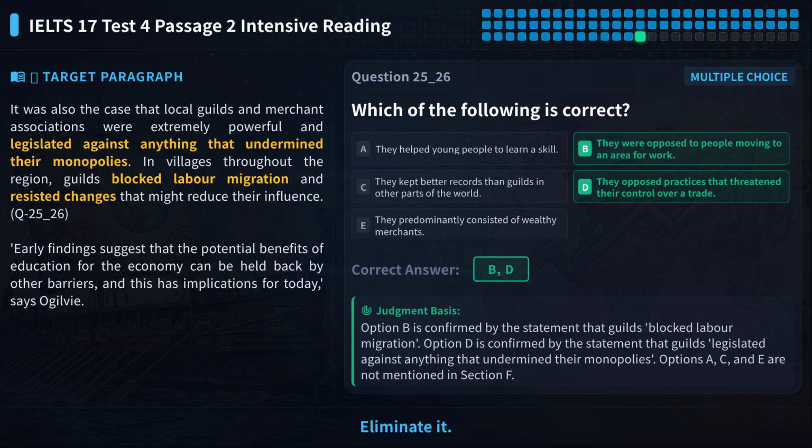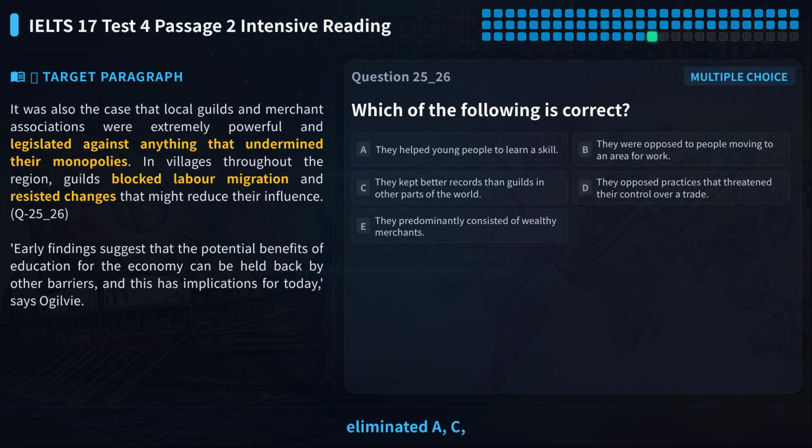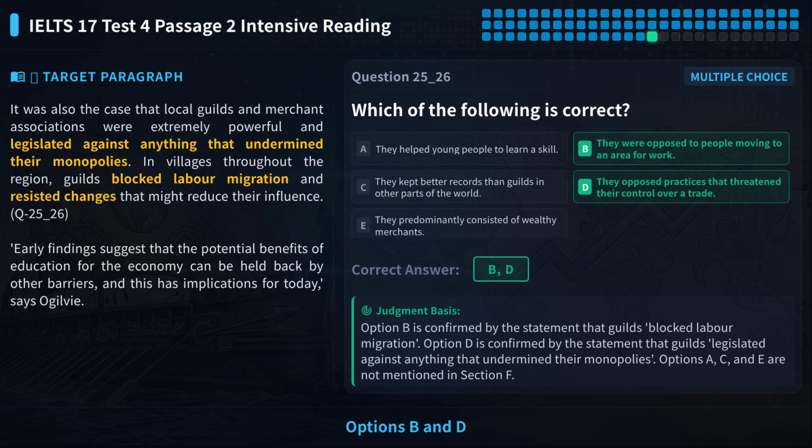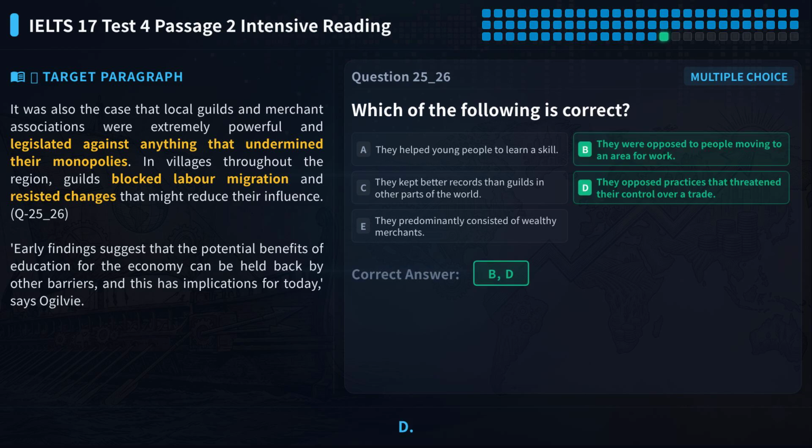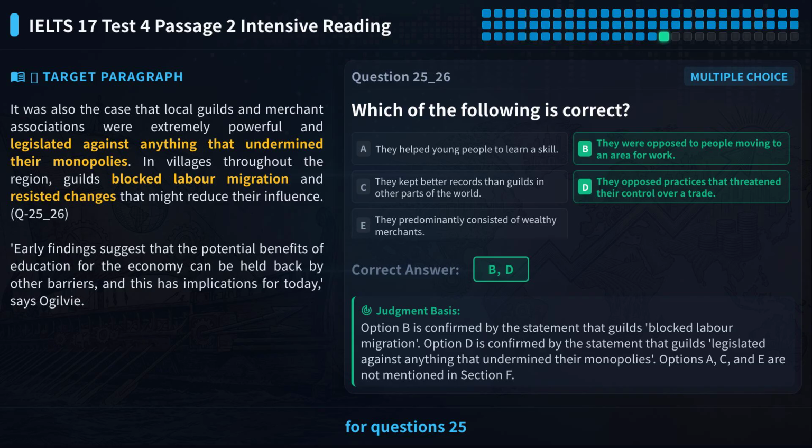Eliminate it. After checking each option, we eliminated A, C, and E. Options B and D have clear support in the text. So the first correct answer is option B. The second correct answer is option D. So the final answers for questions 25 and 26 are B and D.